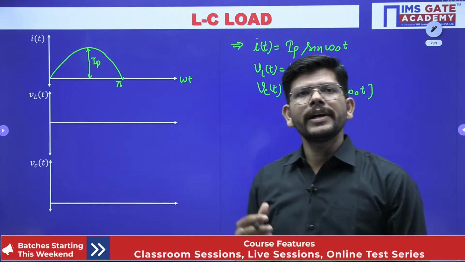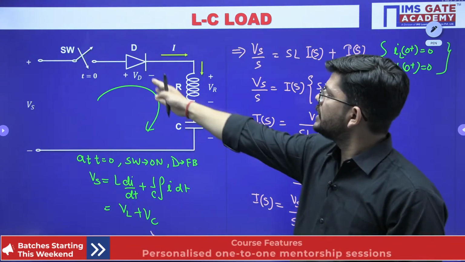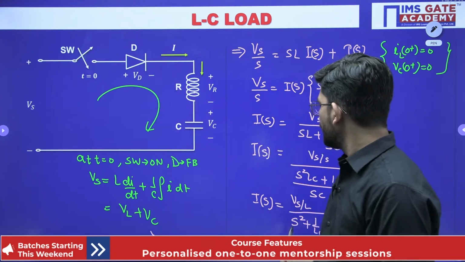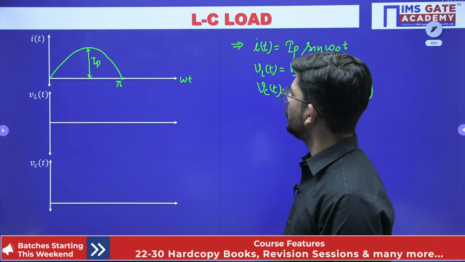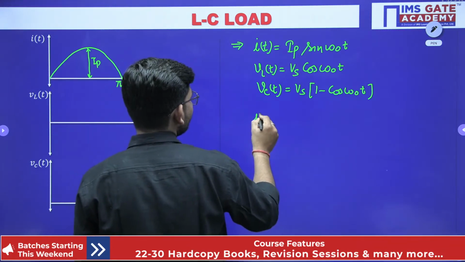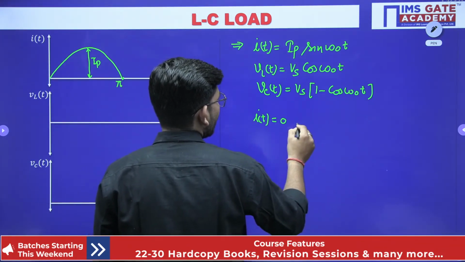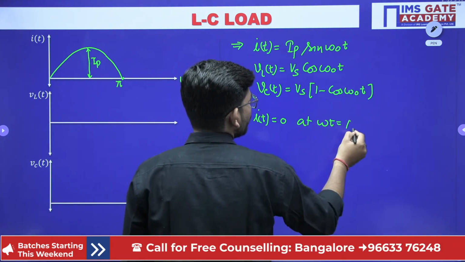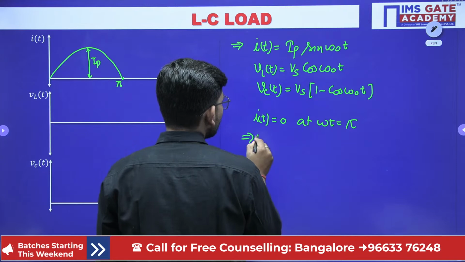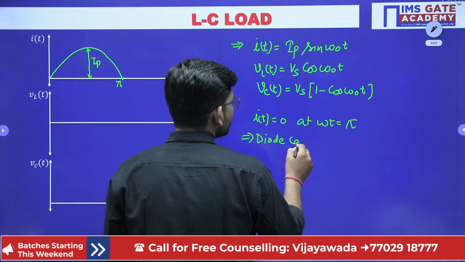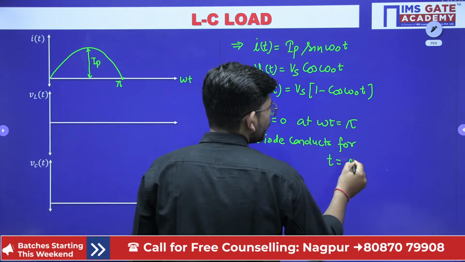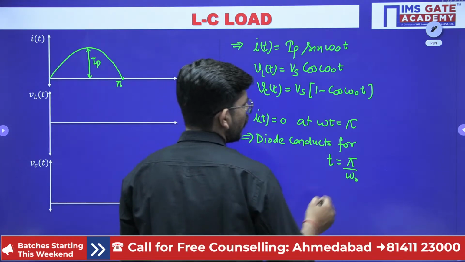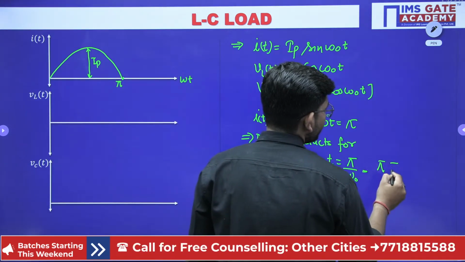Once the current becomes 0, that means the diode must have turned off, yes or no? So the diode has turned off right now because the current has reached a value equal to 0. IT has become 0 at omega t equals pi. If I ask for what duration the diode is conducting, the diode conducts for a duration t equals pi by omega naught, or I can say pi times the square root of LC.